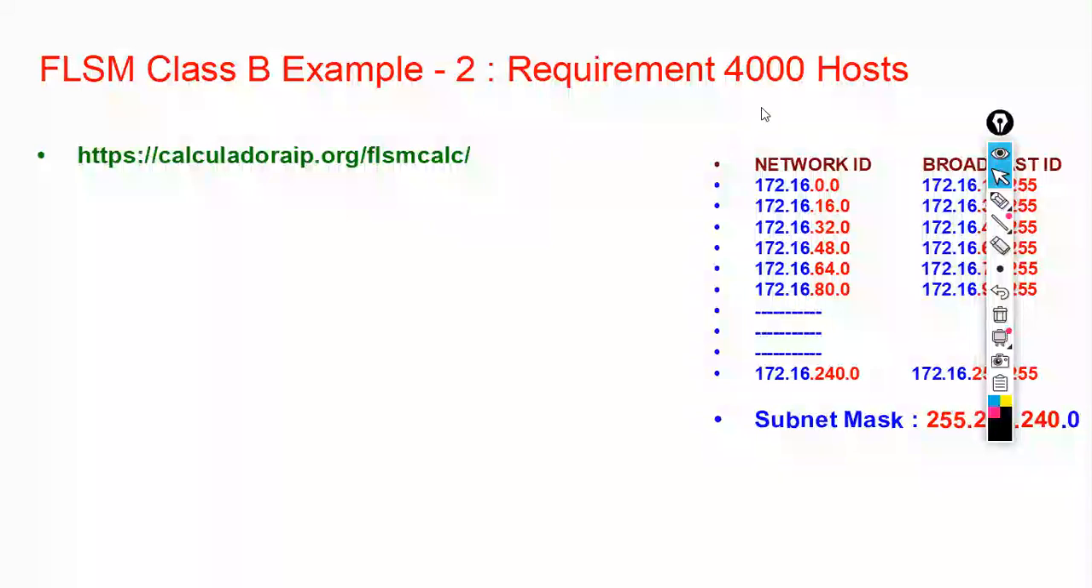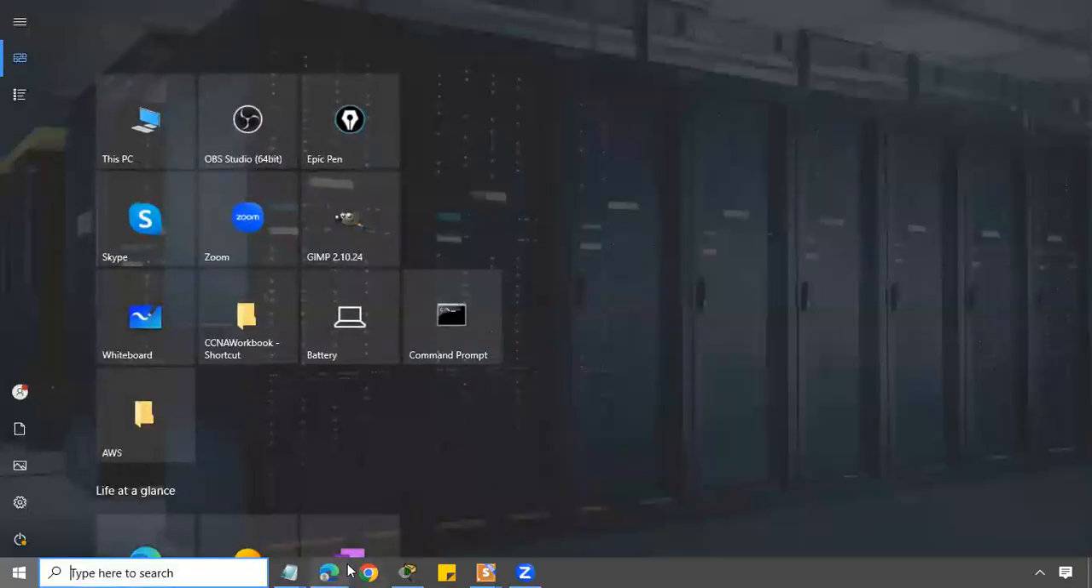Okay, and let us say this time we need 4000 IP addresses. So let us go with class B only.